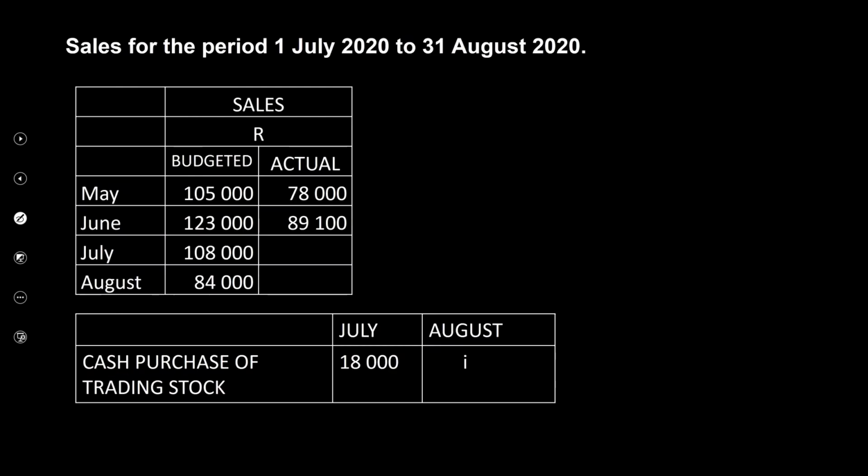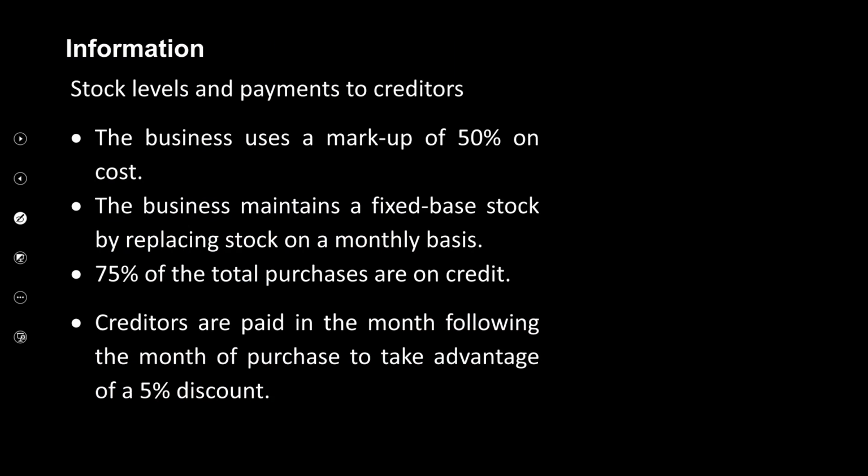So what are we looking for? The missing value here is your cash purchase of trading stock for the month of August. All right. Okay, let's look at how we're going to do this. Let's look at the information first. 1, the business uses a markup of 50% on cost. Important in terms of our calculations. Remember, cost price, markup, and selling. Cost is 100. Markup is 50 in this instance, therefore my selling is 150. Okay, so I've got that information.